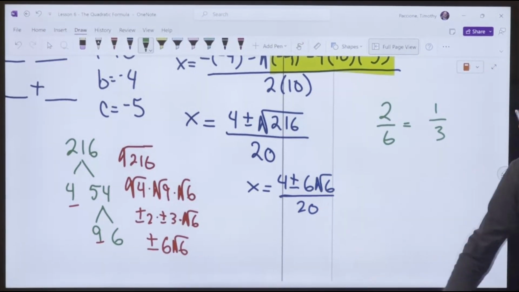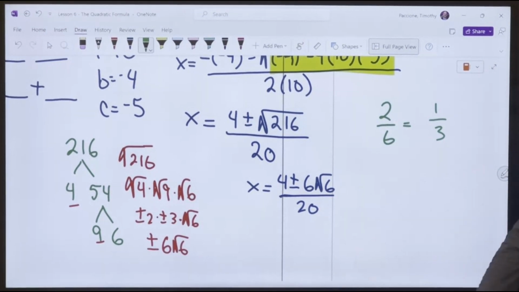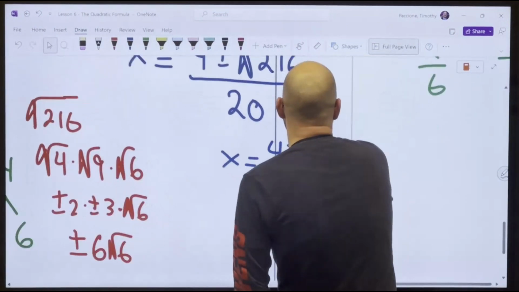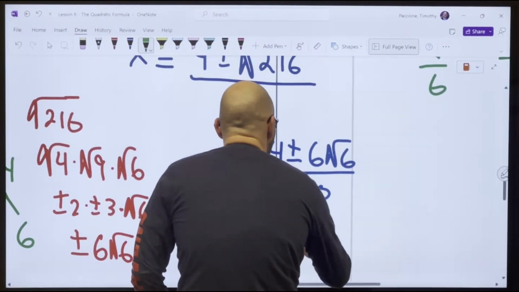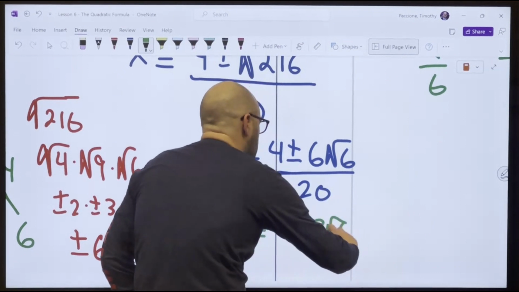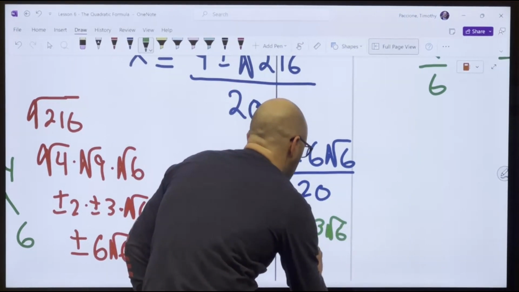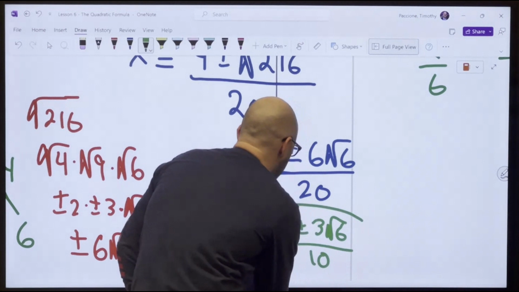Well, now look at this fraction. What can you divide every number that you see by? 2. Now, don't divide the radical, just the numbers. So I'm going to divide everything by 2 if I can reduce by 2. X equals 2 plus or minus 3 square root of 6 over 10, and that's my answer.